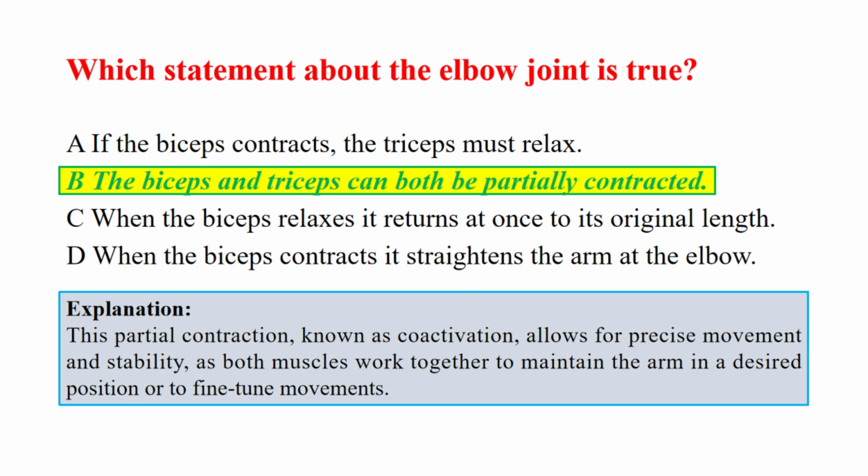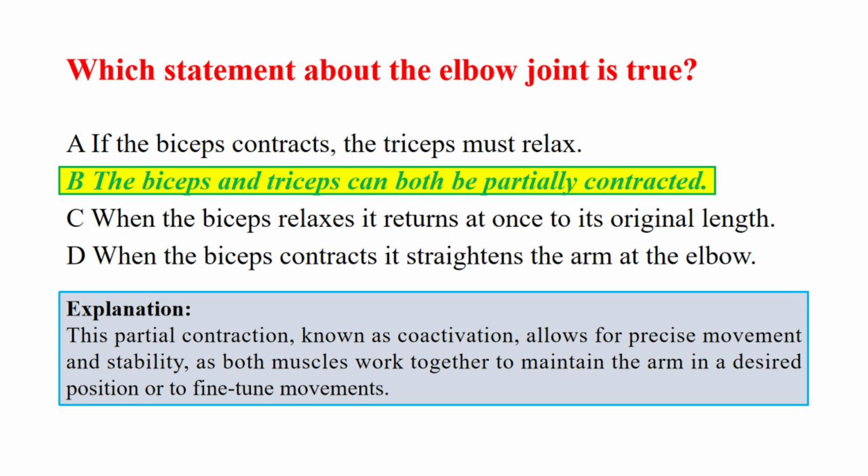In this question, which statement about the elbow joint is true? Here are your options. A. If the biceps contracts, the triceps must relax. B. The biceps and triceps can both be partially contracted. C. When the biceps relaxes, it returns at once to its original length. D. When the biceps contracts, it straightens the arm at the elbow. The correct answer is B. The biceps and triceps can both be partially contracted.